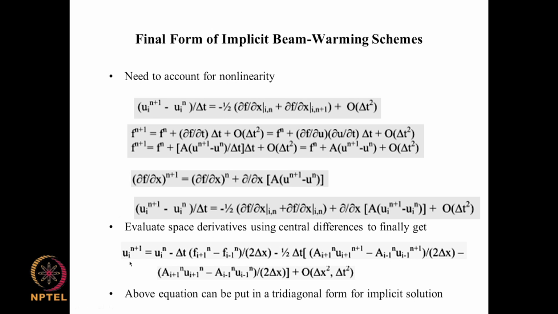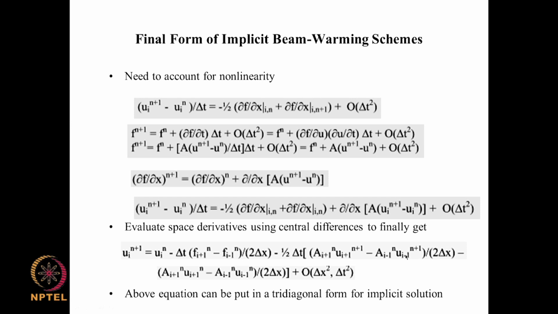So the equation involves u_i^{n+1} as a function of u_{i+1}^{n+1} and u_{i-1}^{n+1}. In the 1D case this gives us a tridiagonal matrix involving u_i, u_{i+1} and u_{i-1}, and you can write this as a tridiagonal matrix and then we need to solve it. So, to that extent this is an implicit formulation.